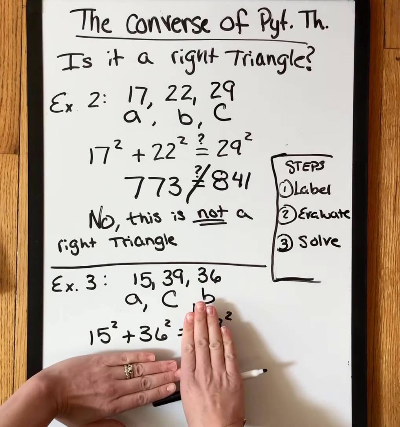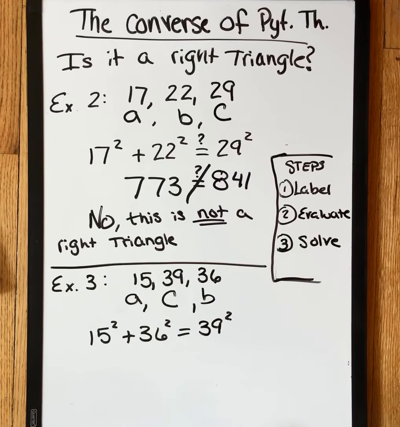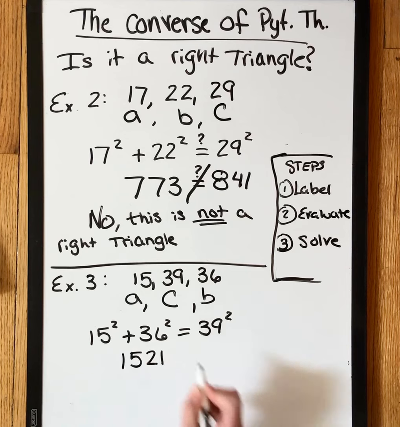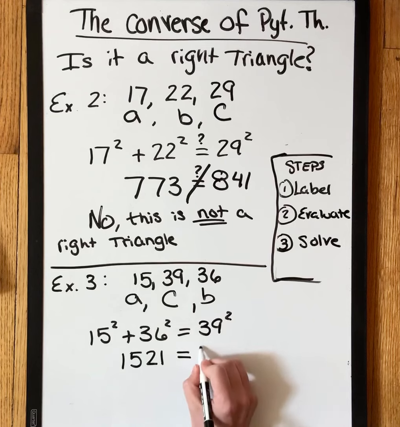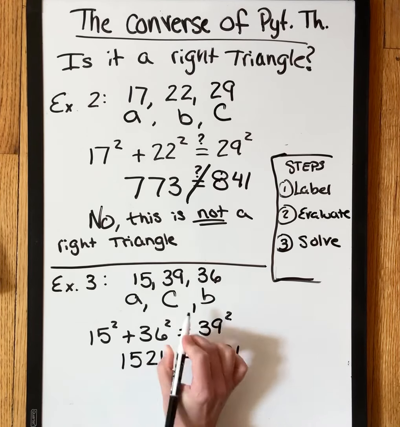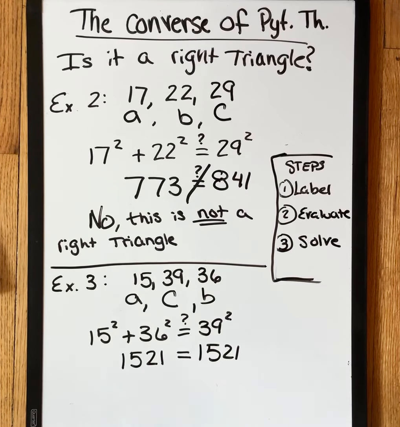I plug 15 squared plus 36 squared into my calculator. My calculator gets me 1,521. If you want to do that step by step, you most certainly can. Get 15 squared and then 36 squared and then add them together. You'll get the same answer. I then put 39 squared into my calculator. I get 1,521. So that is equal.